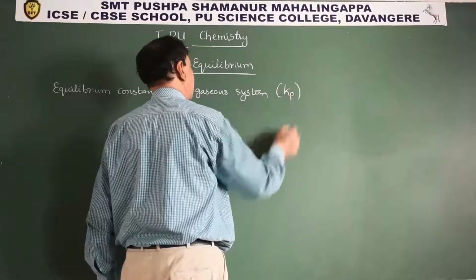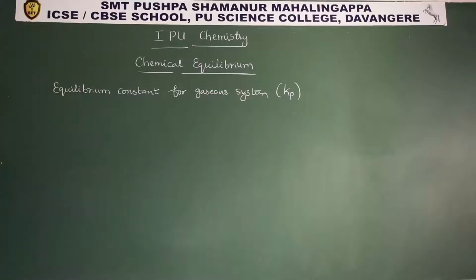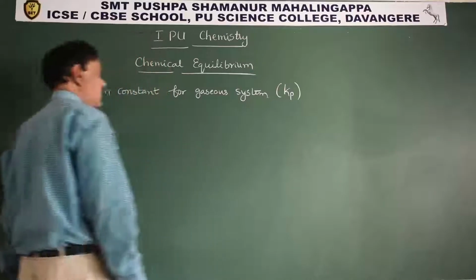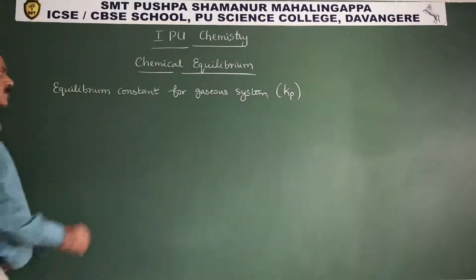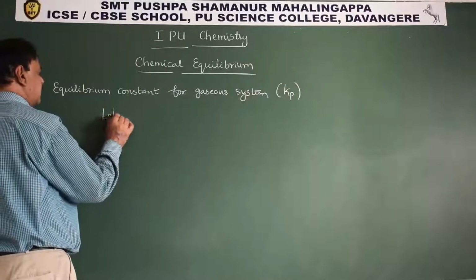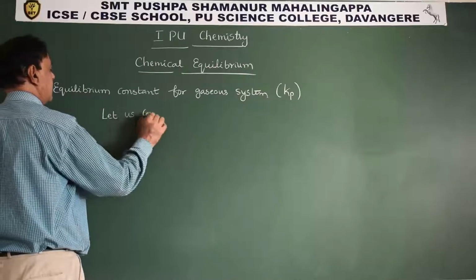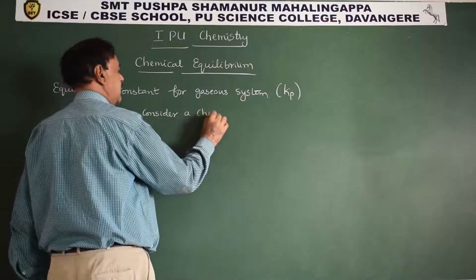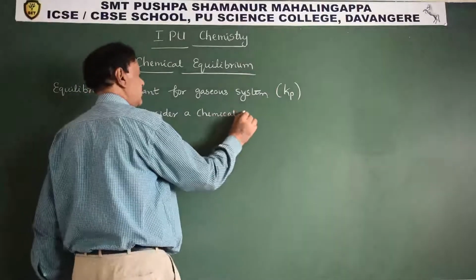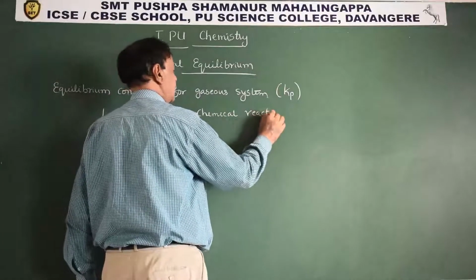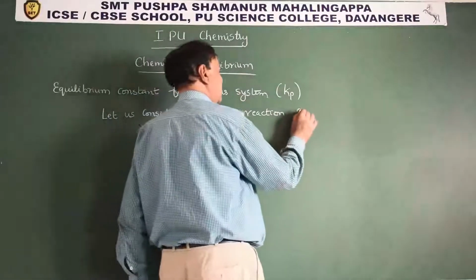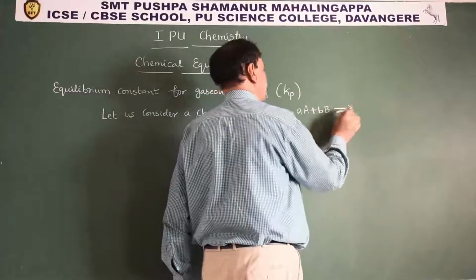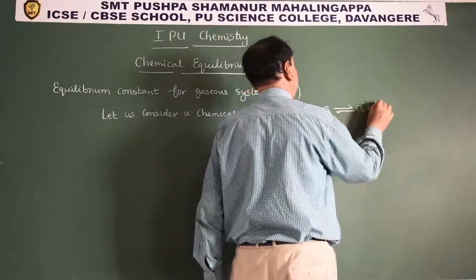It is obtained by Kp values. Equilibrium constant for a gaseous system, that is in terms of Kp values. Equilibrium constant in terms of partial pressure. Let us consider a chemical reaction: aA plus bB in equilibrium with cC plus dD.